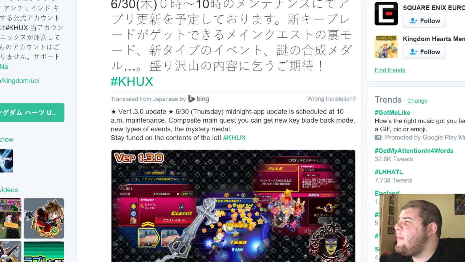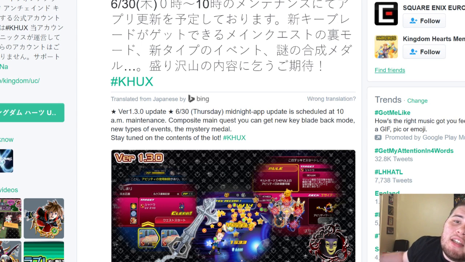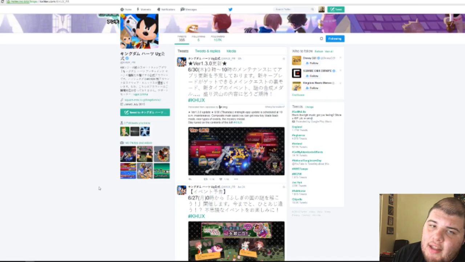June 30th, Thursday, midnight app update is scheduled, at 10 a.m. maintenance. Composite main site, main quest, you can get new Keyblade, back mode. New types of events, the mystery medal, stay tuned on the contents of the lot. So that means exactly what I just said a few minutes ago.